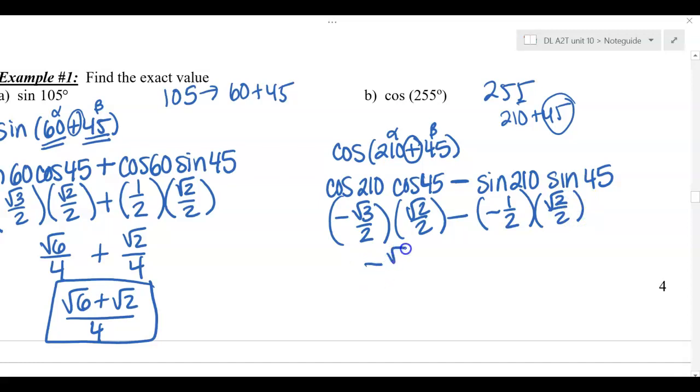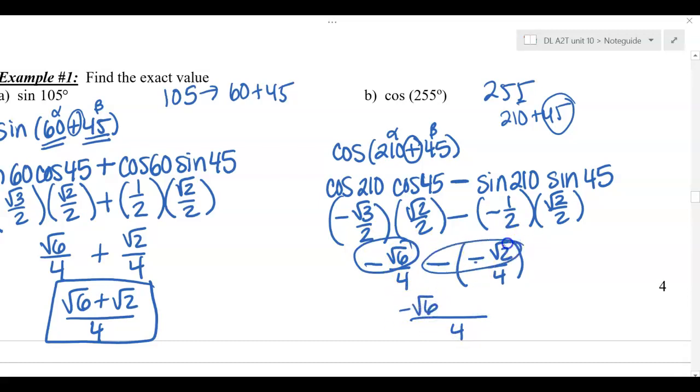So this is negative rad 6 over 4 minus negative rad 2 over 4. So it's a common denominator of 4, and this will be a negative rad 6. This minus a negative rad 2 will become plus rad 2.